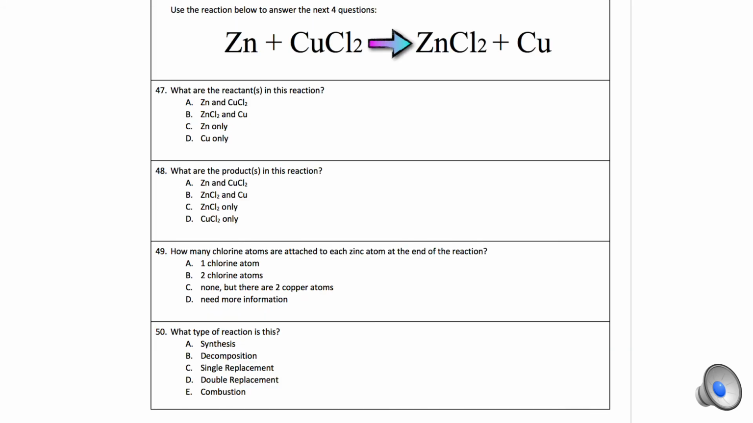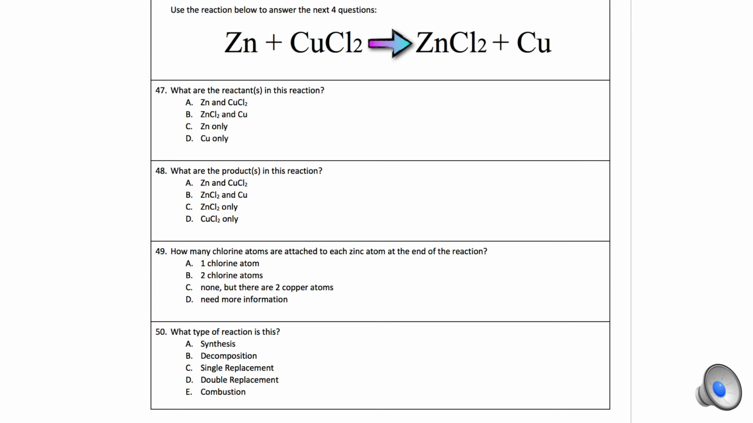Use the reaction below to answer the next 4 questions. Zinc plus copper chloride yields zinc chloride plus copper. 47. What are the reactants in this reaction? A, zinc and copper chloride, B, zinc chloride and copper, C, zinc only, or D, copper only.